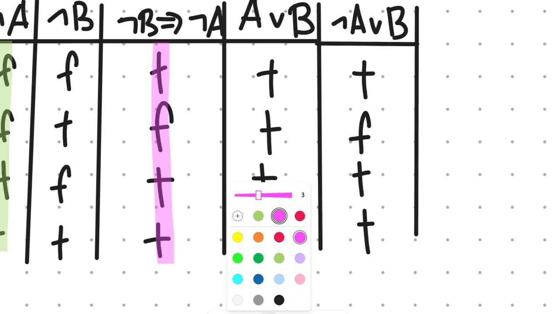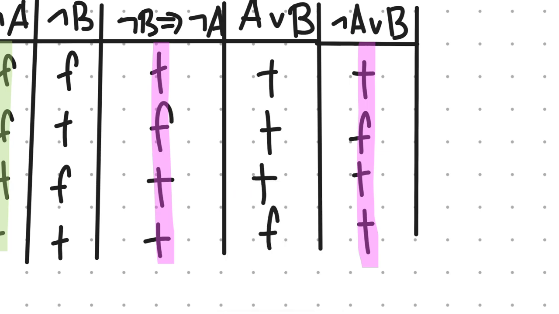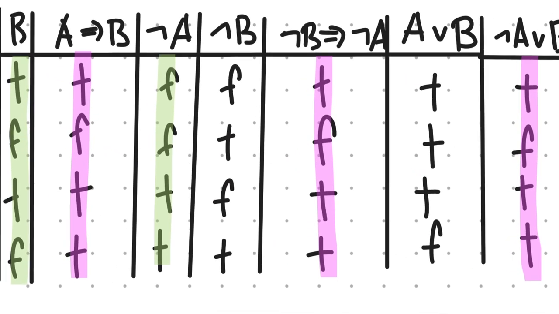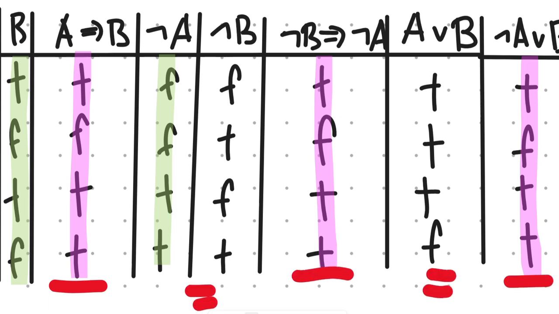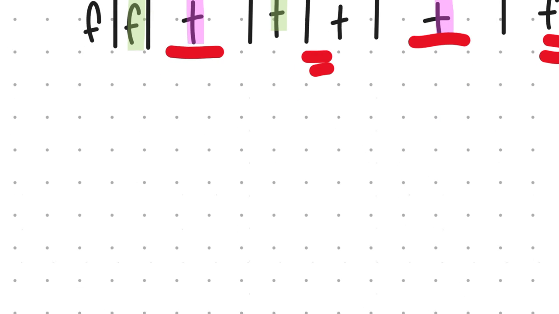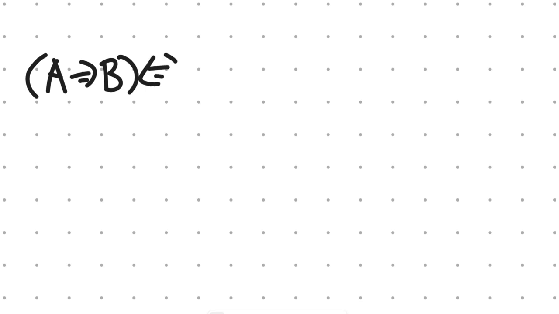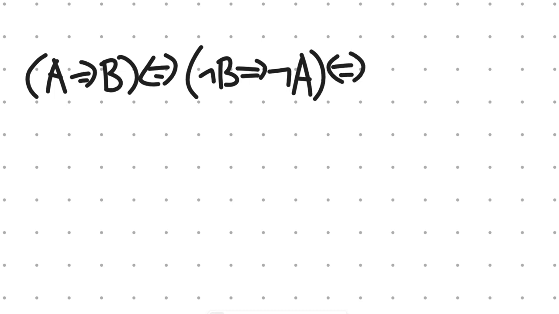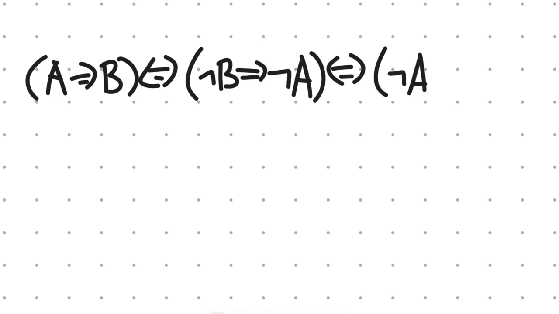And that's why we have just proven that the same thing exists here and on the other two. So we have this, this, and this. They are all equivalent to each other. And that is why we have just proven that A implies B is equivalent to not B implying not A, which is also equivalent to not A or B.